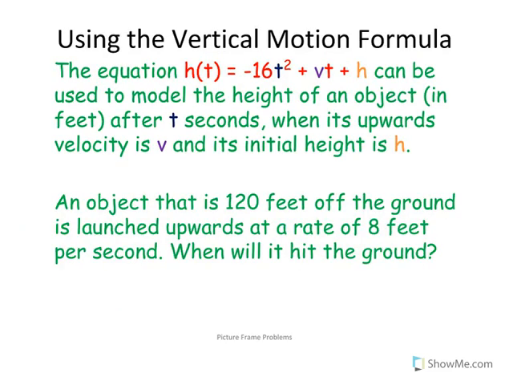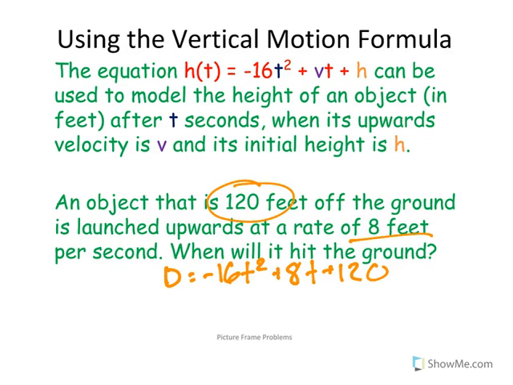Now, I don't think I'm going to do this one, but just to get you started, I've got h0, which is going to be our height. I've got negative 16t squared. My upward velocity is 8. And my initial height, which is my constant, is 120.